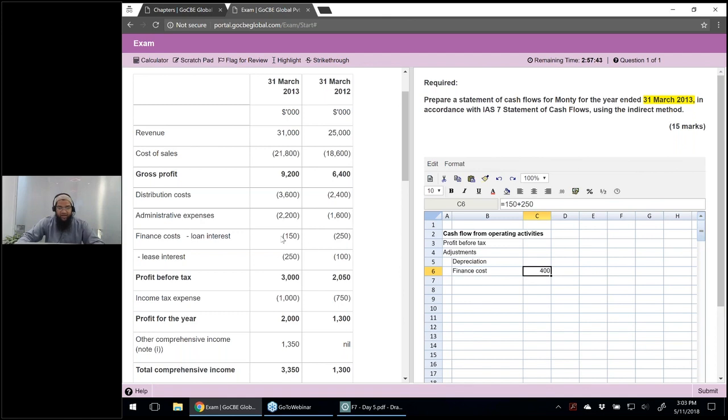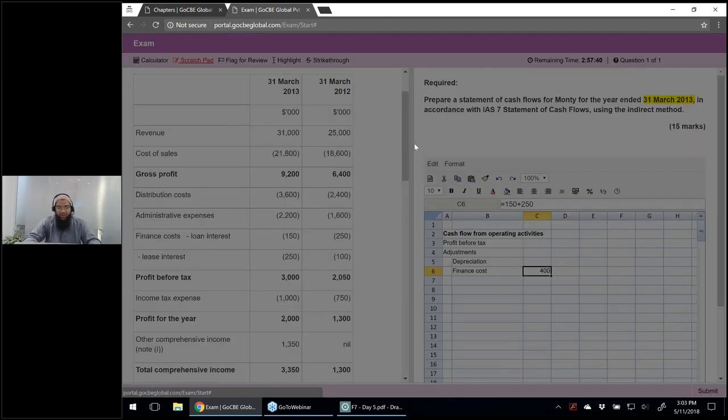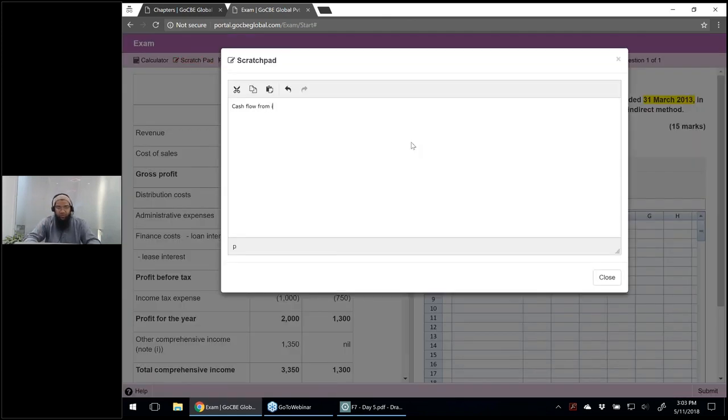So we have added back the finance cost, and if you remember, we had discussed that every adjustment will have a double impact. So in the cash flow from operating activities, we will be writing interest paid of 400 as well. And similarly, we can keep some space for investing activities and some for the financing activities.